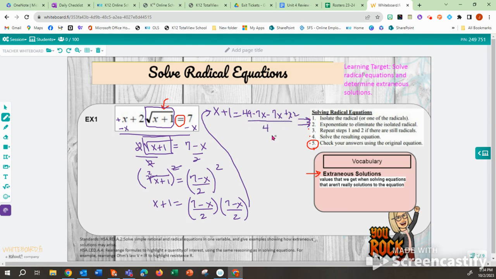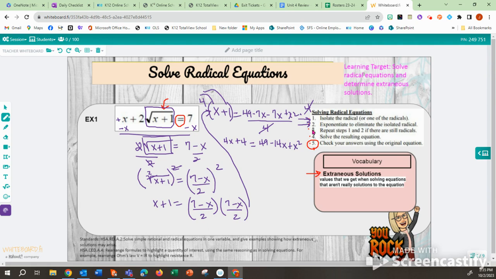I'm going to go ahead and multiply both sides by 4 because I don't want that denominator of 4 to be there. When I multiply the right-hand side by 4, the 4 in the bottom is going to cancel. So I'm going to get 4 times x is 4x. 4 times 1 is 4. I have 49. A negative 7x and a negative 7x will combine to be negative 14x, and then I have this plus x squared.